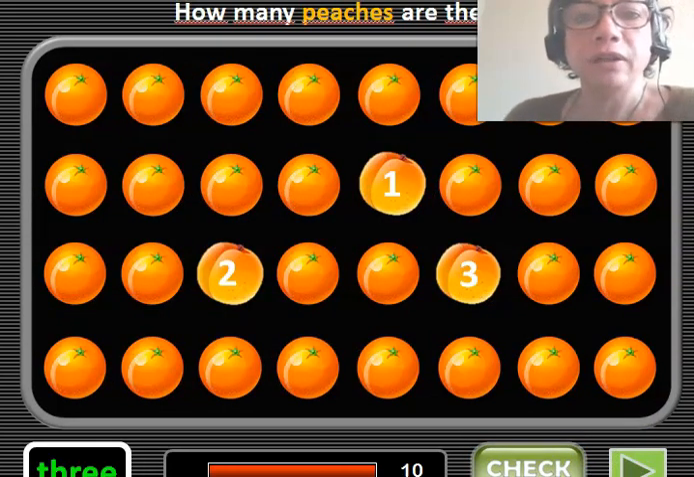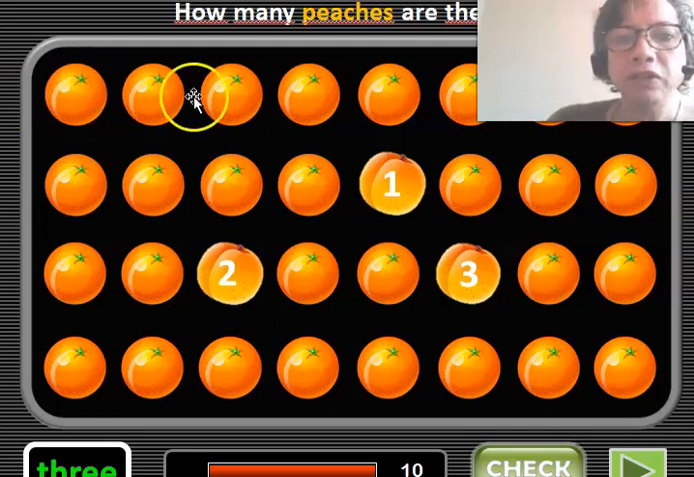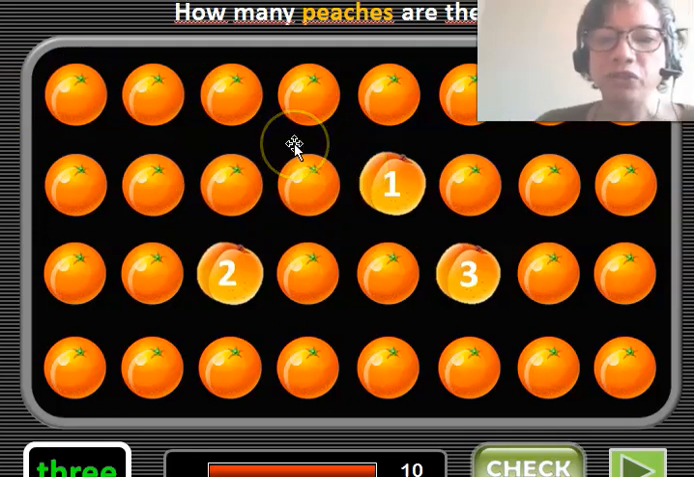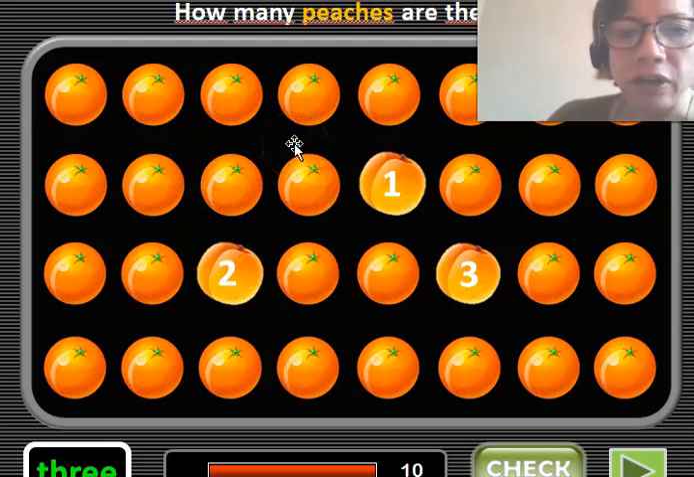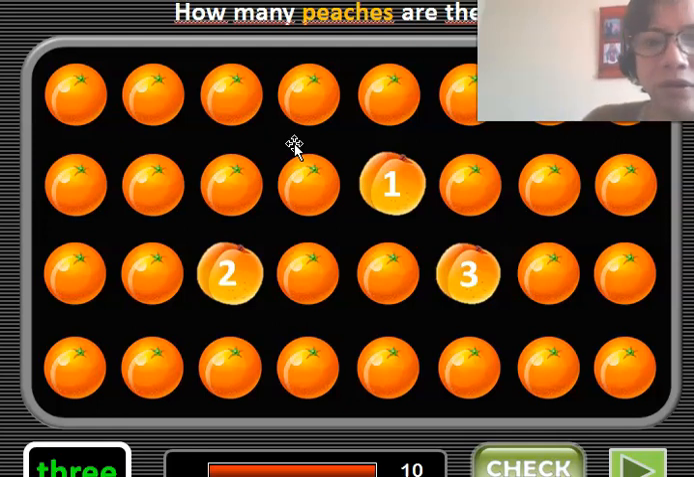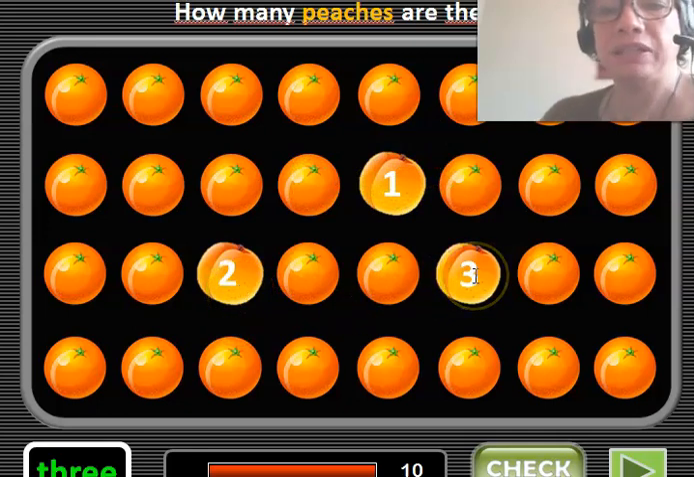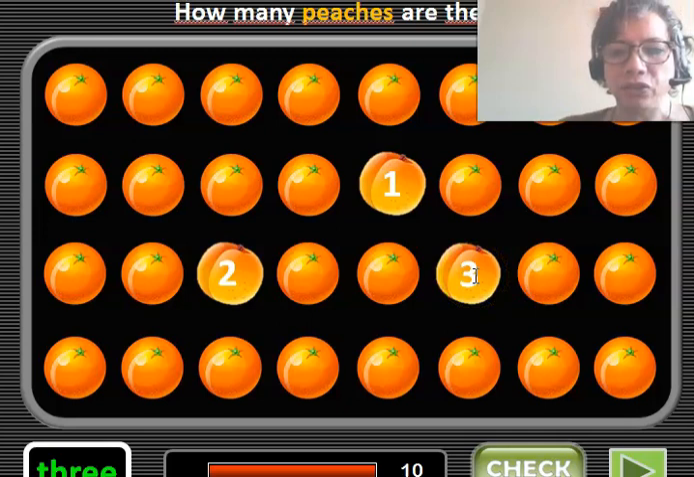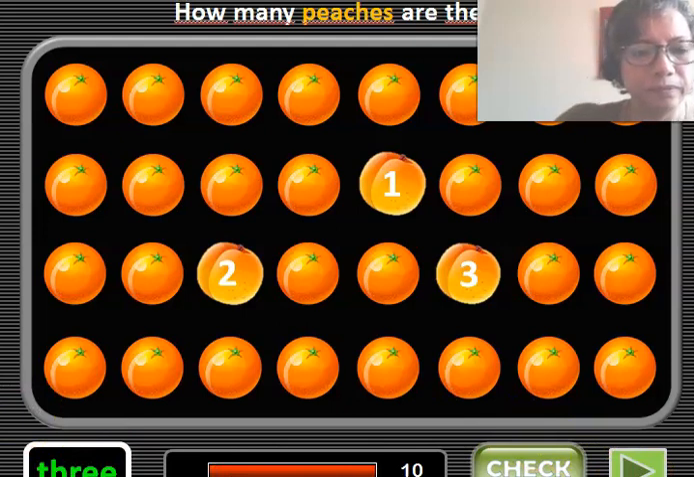In this case, we're talking about peaches. Look, we have a lot of oranges here, and we have some peaches here. How many peaches are there in the picture? There are 3 peaches in the picture. 1 peach, 2 peaches, and 3 peaches. There are 3 peaches in the picture. Look at the number here. 3. Okay, hold on a minute, please. Now, let's go to the next slide.